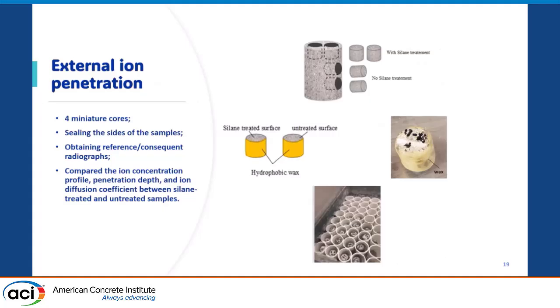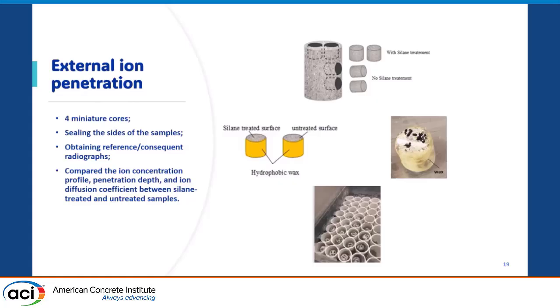For this study, for the cores that we received, we took 2 miniature cores from the top where we have the silane material, and we took 2 cores from the side, so we don't have any silane on this side, right? So these 2 cores are named as no silane treatment, and those 2 cores are representing the silane-treated samples. Then we use a hydrophobic wax to seal around the samples, as you can see here, and then we put the samples in different cells.